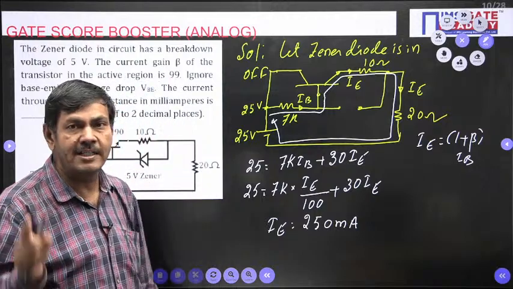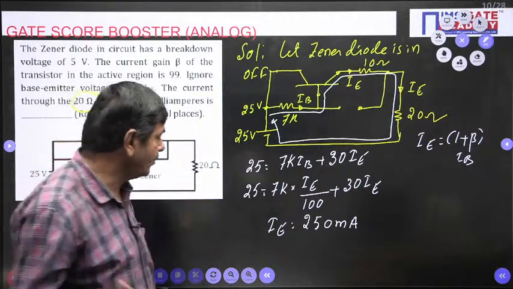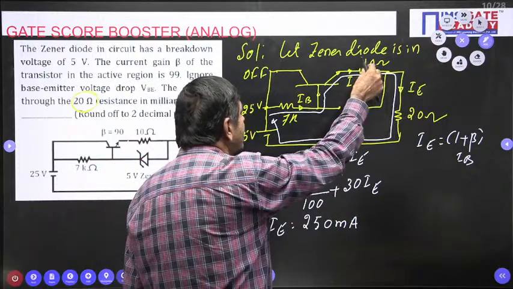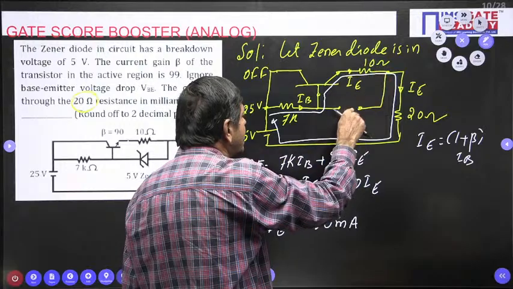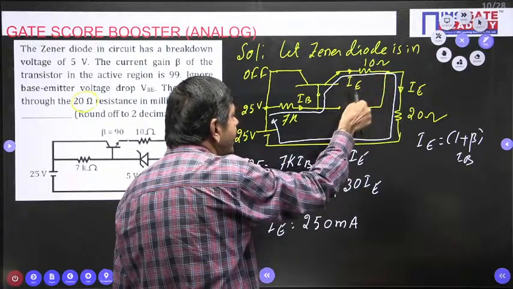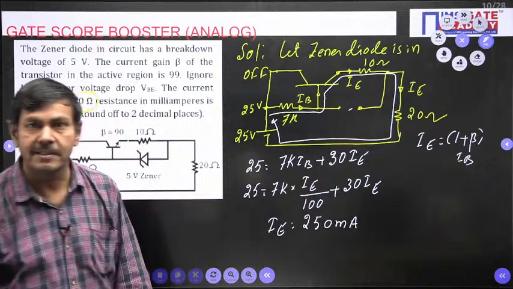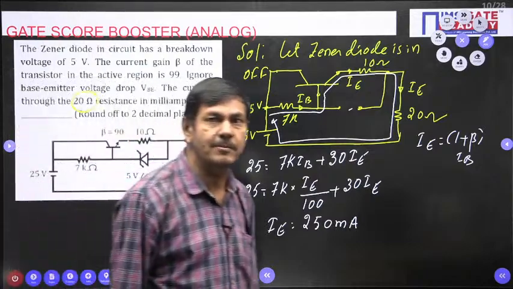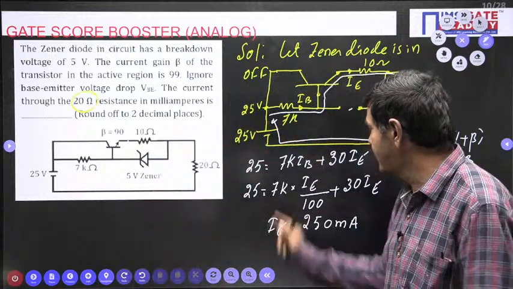I mean the Zener is off only. Why? Emitter current is 0.25, 0.25 into 10, 2.5 volts I am getting. So if you apply KVL, the voltage across the 10 ohm is 2.5 volts. So the Zener is in the off state only. The assumption is correct. This is the answer.